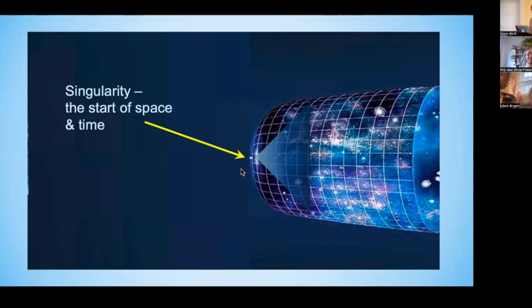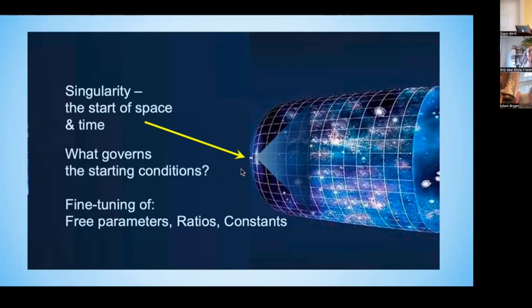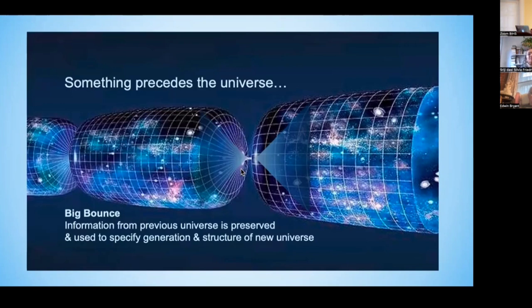Now, things have changed. And part of the reason it's changed is looking at what's happening at that early stage. What's governing these starting conditions? How come there is the fine-tuning of parameters and ratios and particular constants, which seem to be absolutely essential to the way that the universe expands and manifests? So we're starting to explore in cosmology ideas from beyond the beginning of this universe.